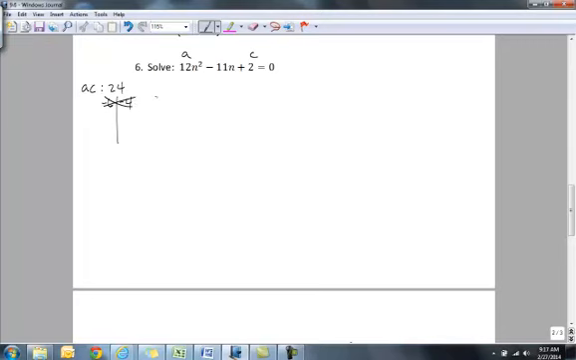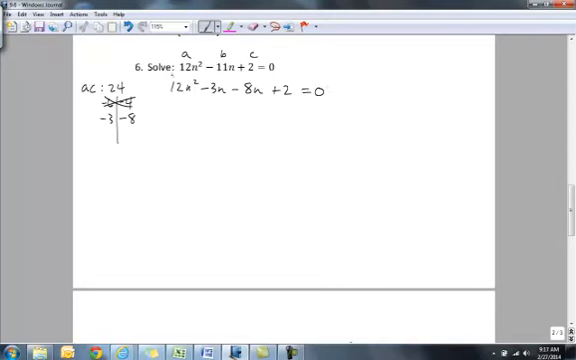What other numbers multiply to be 24? Well, it's a little tricky. Sometimes people don't see this. You probably did. It's negative 3 times negative 8. That works because negative 3 plus negative 8 is negative 11. Matches my b. So we're going to split the middle. 12n squared minus 3n minus 8n plus 2 equals 0.